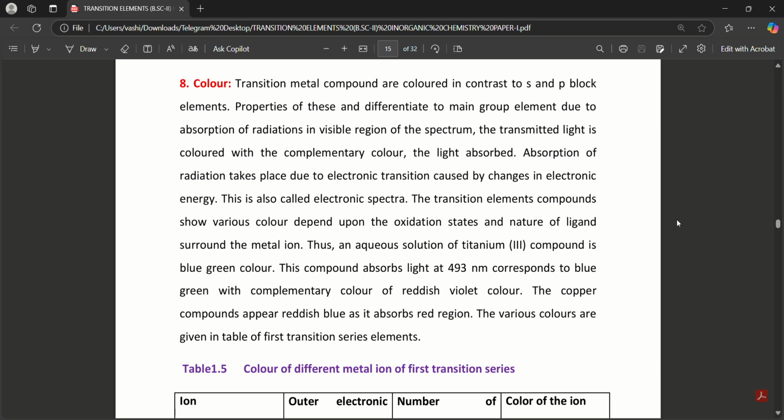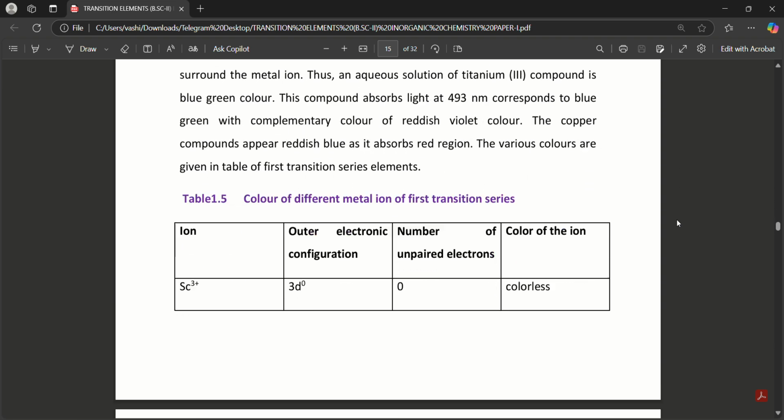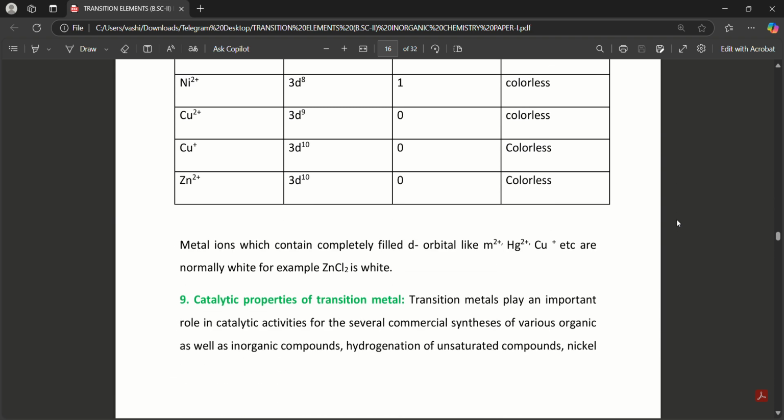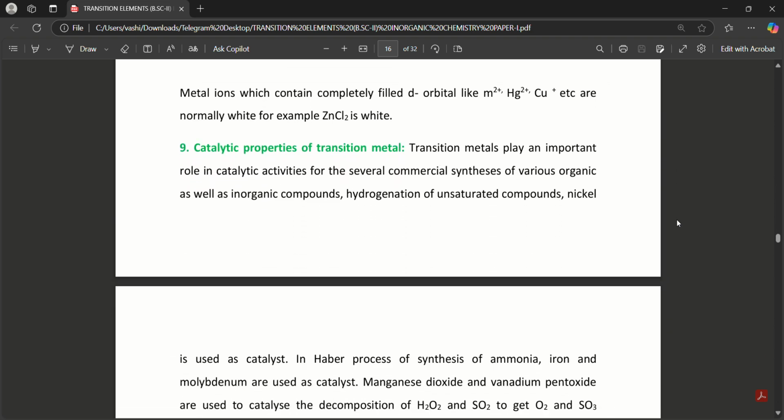Thus, an aqueous solution of a titanium 3 compound is blue-green in color. This compound absorbs light at 493 nm, corresponding to blue-green, with the complementary color being reddish violet. The copper compounds appear reddish blue as they absorb in the red region. The various colors are given in the table for first transition elements. Metal ions which contain a completely filled d orbital, like Cu+, Hg2+, Zn2+, etc., are normally white. For example, ZnCl2 is white.